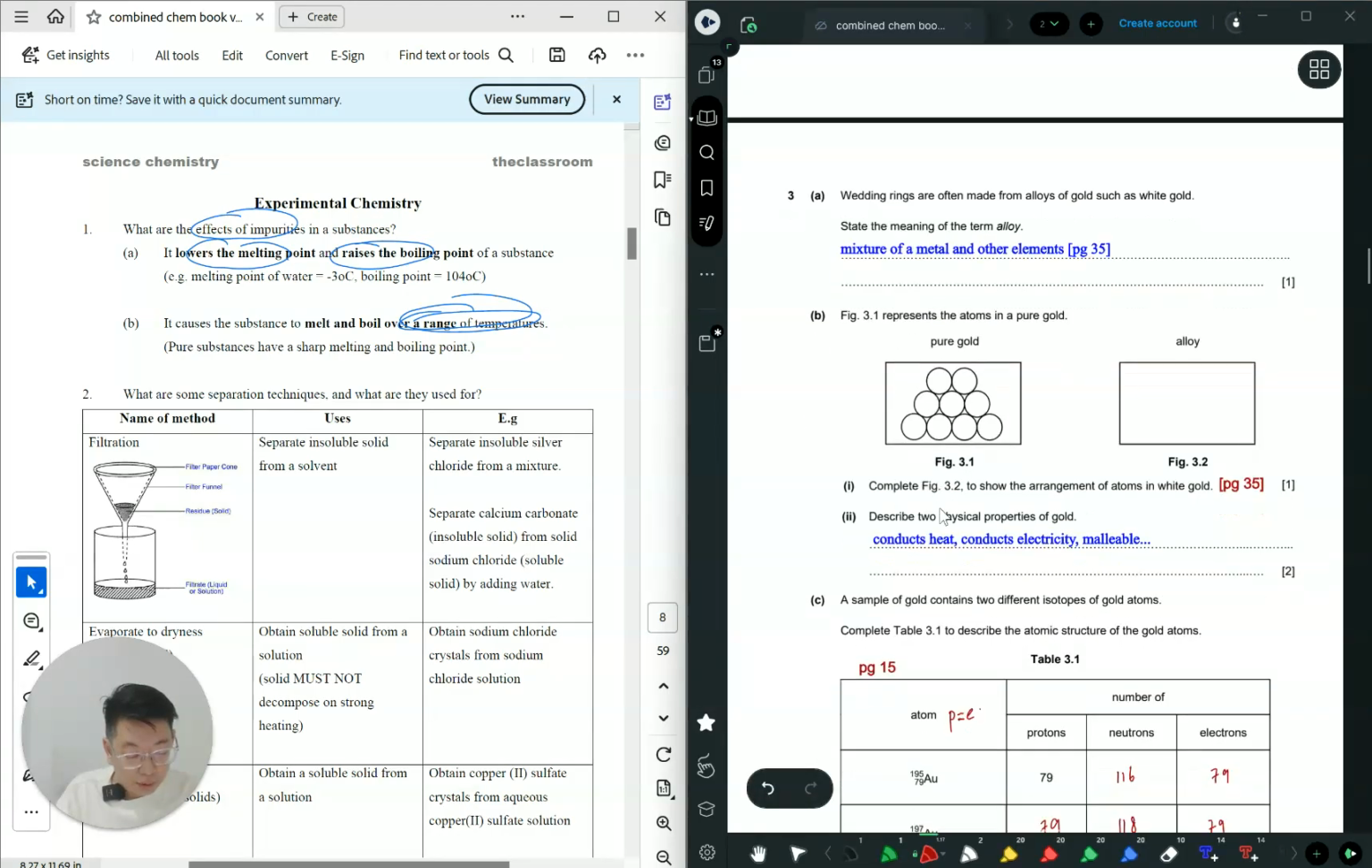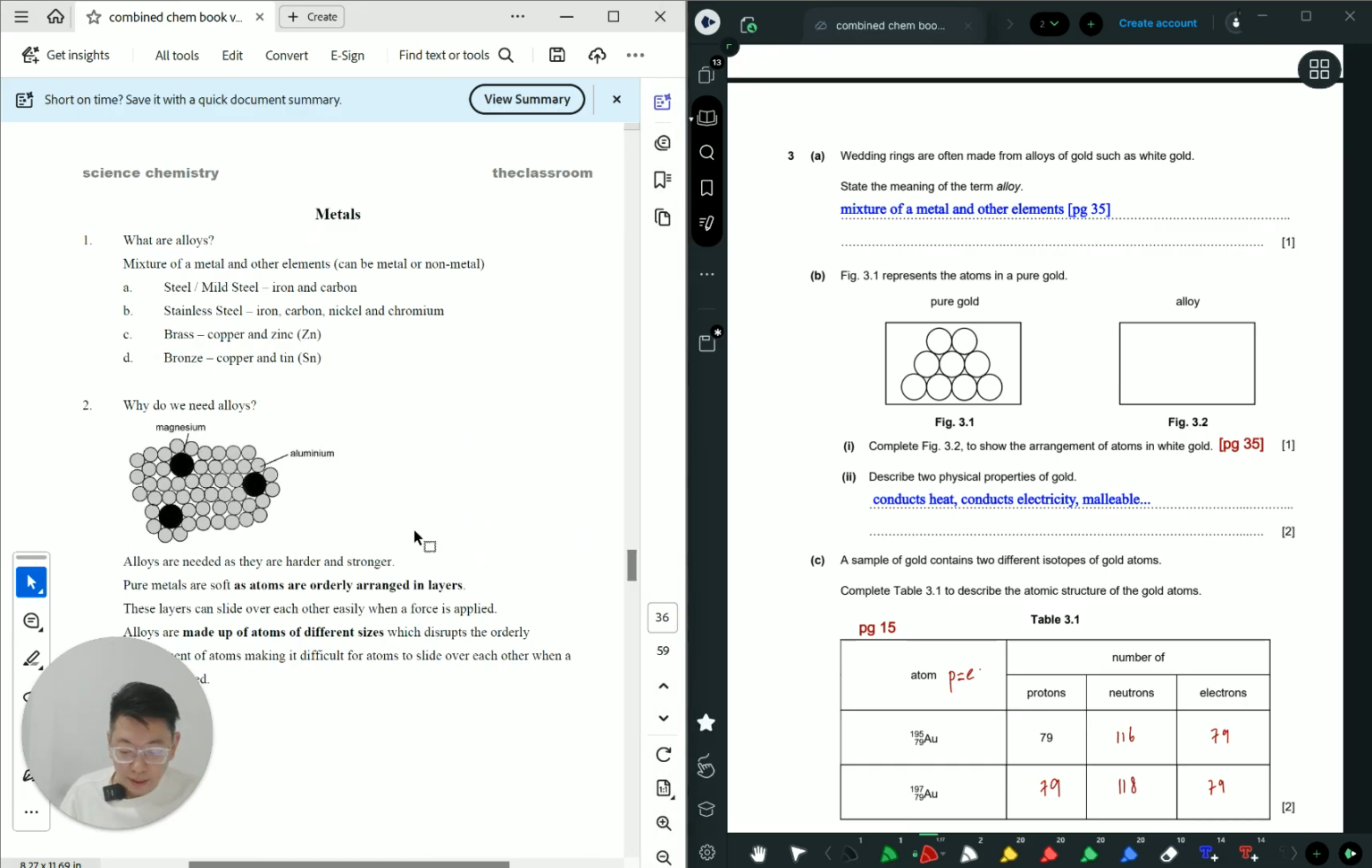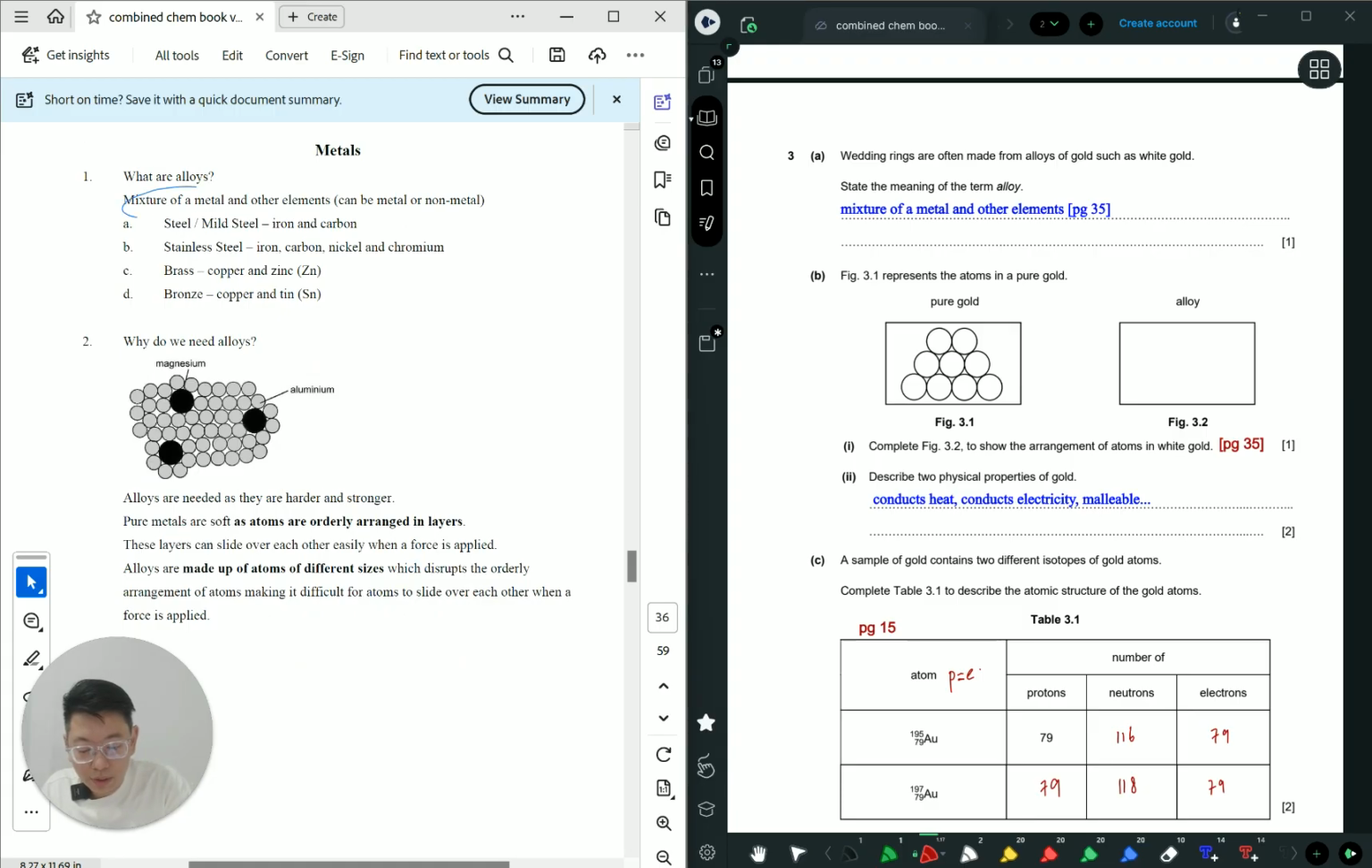Now this one here, alloys. Alloys is from the chapter on metals. So under the chapter on metals, you're going to go to page 35, and here automatically you have the first one, definition of an alloy. So here you have a mixture of a metal and other elements, 1 mark. Drawing, here, another 1 mark.